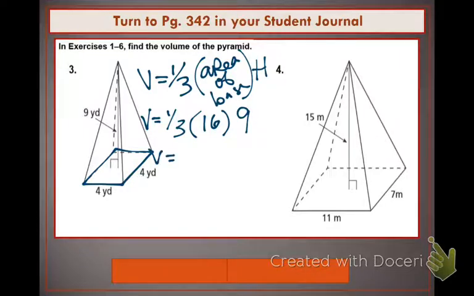Does it matter what order you multiply in? No. So what's 1/3 of 9? 3 times 16, you'll get 48 yards cubed.